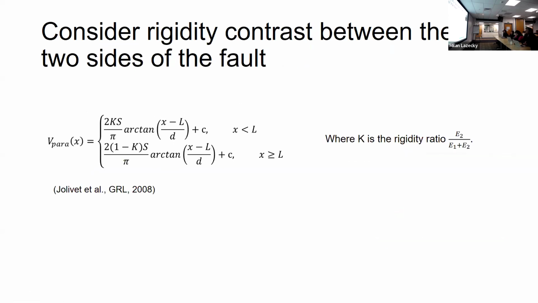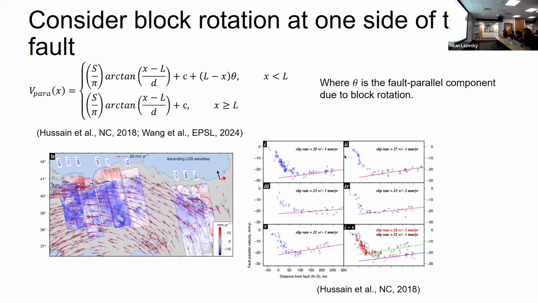You can also consider rigidity contrast between the two sides of the fault by adding a rigidity ratio in the equation. You can get more information about that from this paper. We can also consider block rotation at one side or two sides of the fault. For example, along the North Anatolian fault, the Anatolian block is rotated. So you can use a zeta in the equation to represent the fault parallel component due to block rotation.